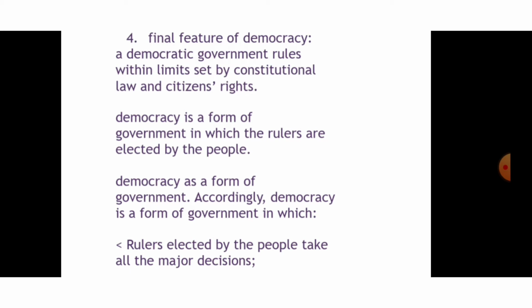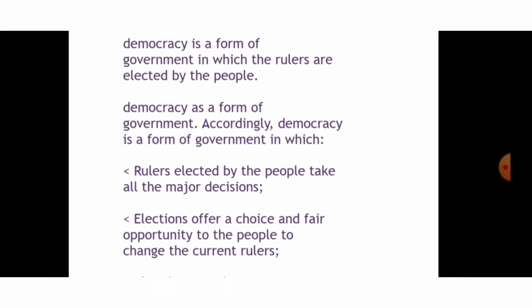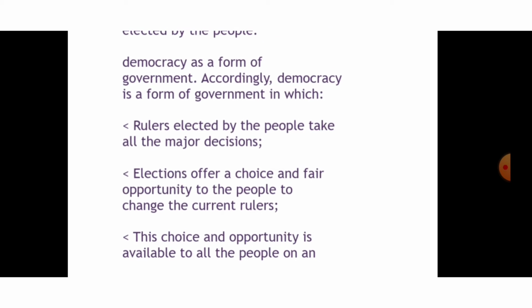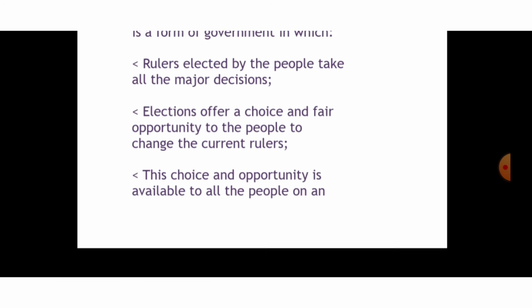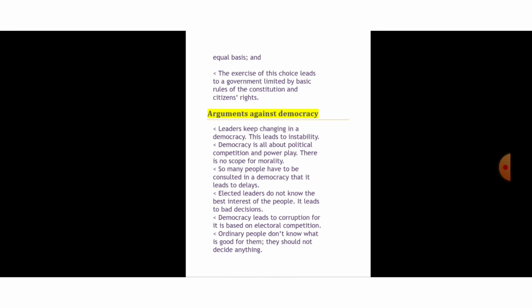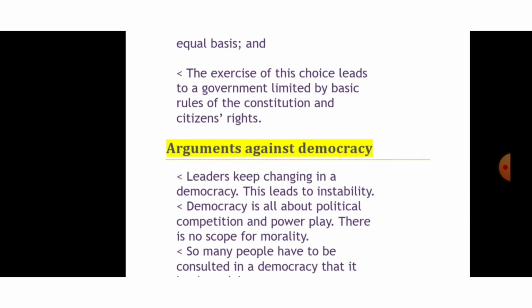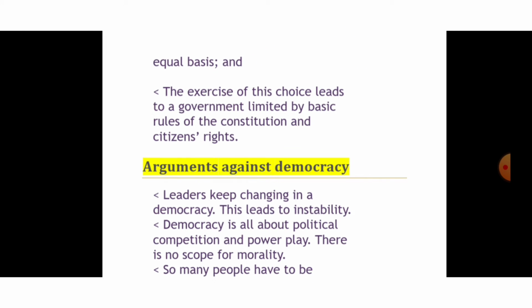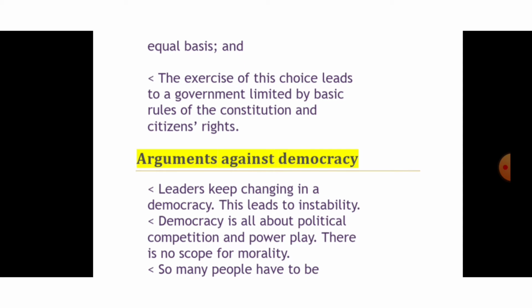Democracy is a form of government in which the rulers are elected by the people. Accordingly, democracy is a form of government in which rulers elected by the people take all the major decisions. Elections offer a choice and fair opportunity to the people to change the current rulers. This choice and opportunity is available to all the people on an equal basis. And the last one, the exercise of this choice leads to government limited by basic rules of the constitution and citizens' rights.